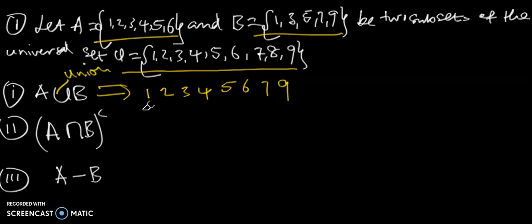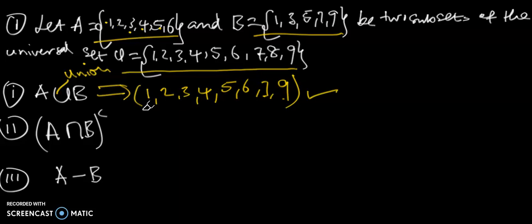These are the elements that you can find in either A or B. So we write all of them without repeating any of these values. In A, we have 1, 2, 3, 4, 5, 6. But in B, we also have 7 and 9. That's why we have 7 and 9, and this will be the correct answer to this question.